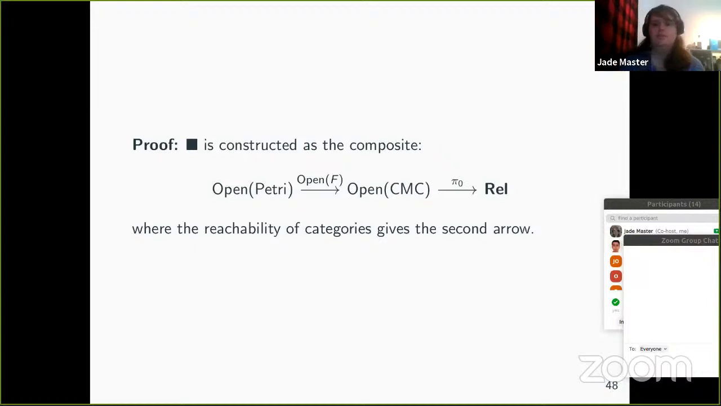If you wanted to sort of prove this, the way to do it is to construct it as the composite of the first functor, which we talked about earlier, from Petri nets to their free reflexive transitive closures, and then you compose that with the connectivity functor to the category of relations.